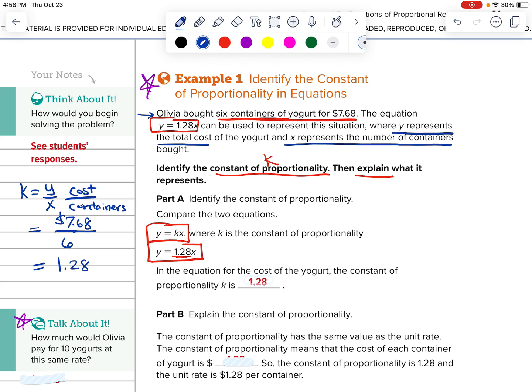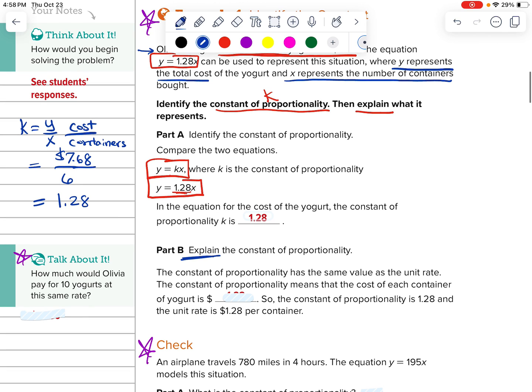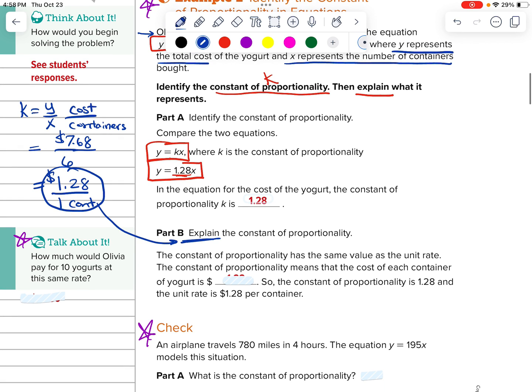Well, what does that actually mean when we get to the explain? It means not just 1.28, it means $1.28 for every one container. It is our unit rate. So that is the explanation that we're looking for. You can write it in here. Again, the constant of proportionality means the cost of each container of yogurt is $1.28. So the constant of proportionality is 1.28, and the unit rate with a label is $1.28 per container.